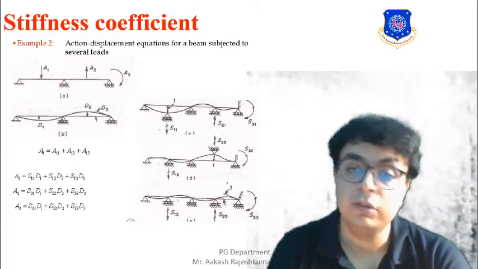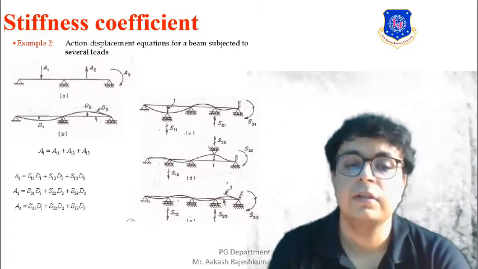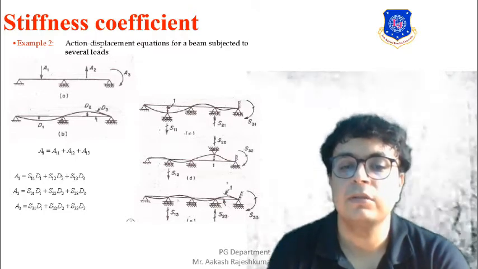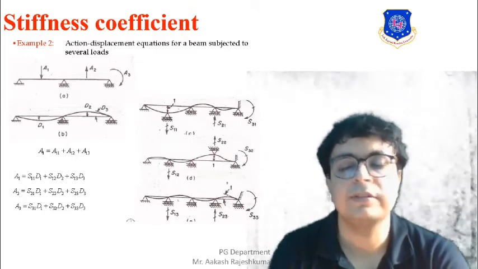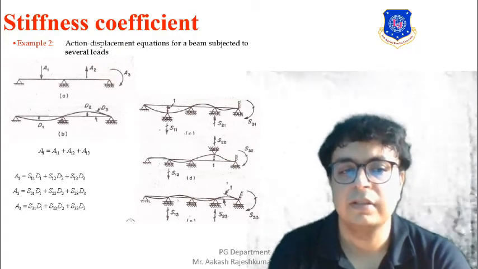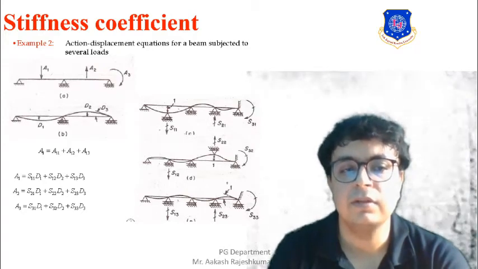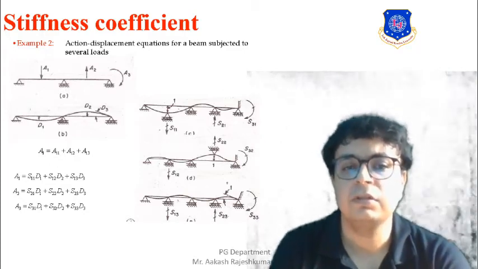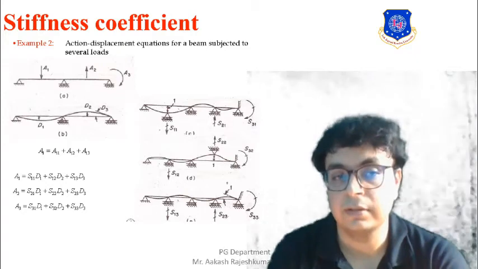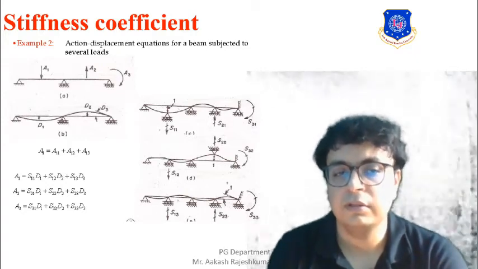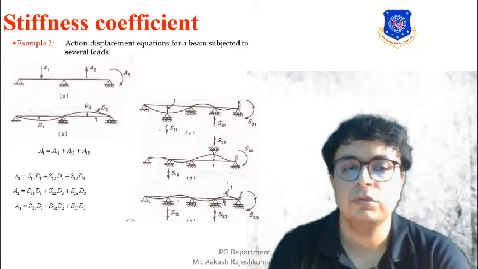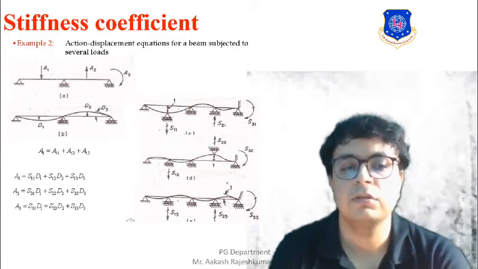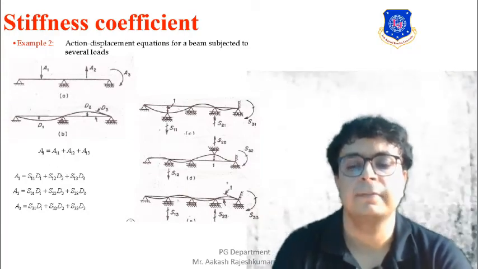Now when we are having only the rotation at joint number 3, then at that time the displacement at A1 will be equal to S13, the displacement at 2 will be equal to S23, and the rotation at 3 will be equal to S33. So ultimately, you can say that A1 is equal to S11 into D1 plus S12 into D2 plus S13 into D3. D1, D2, D3 are nothing but the unknown displacements. A2 will be equal to S21 into D1 plus S22 into D2 plus S23 into D3. A3 will be equal to S31 into D1 plus S32 into D2 plus S33 into D3.